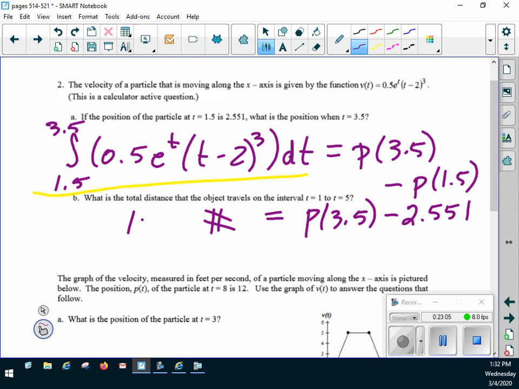You get 15.919 something. Now, keep that answer on your screen, the 15.919 whatever, and add 2.551 to that. 18 point what? This is P of 3.5. 18.47 something.